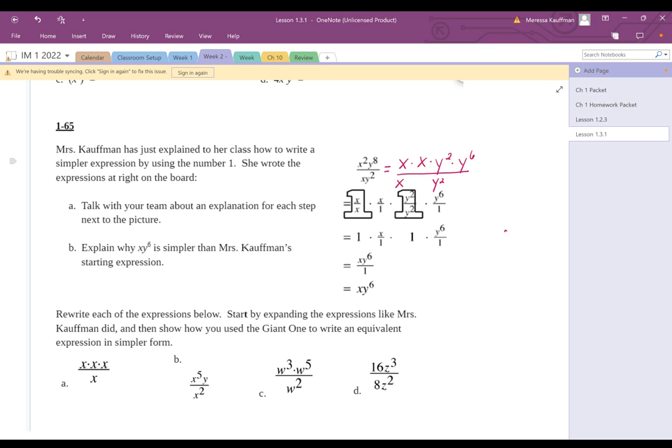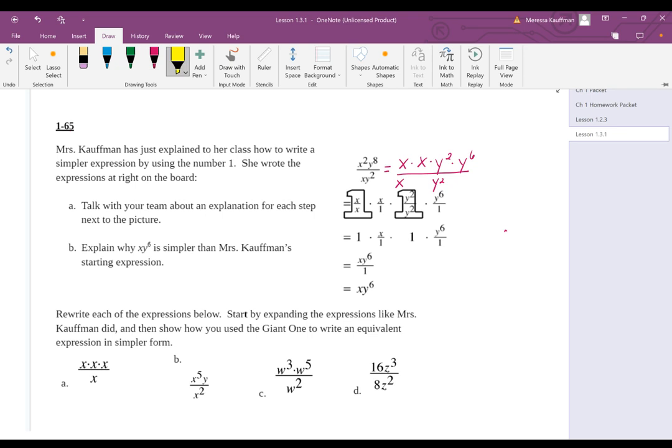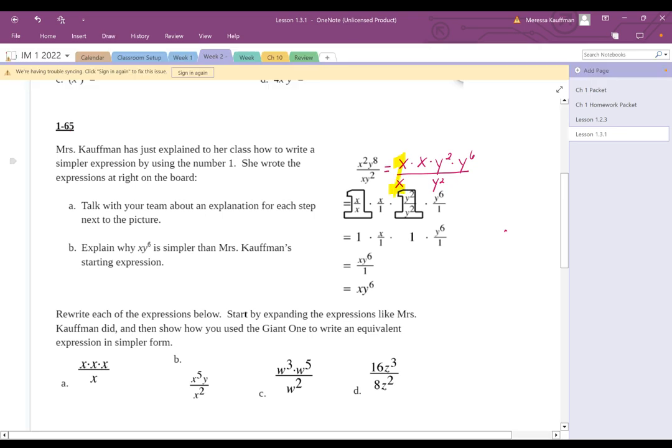So what I want you to notice is that when I go from this expression right here to my expanded expression, I notice two things. That I have an x over an x, or an x divided by x, and a y squared divided by y squared. And what we know is that any number divided by itself will always equal 1. So that's when I have these big ones right here. X divided by x, or y squared divided by y squared, is going to be 1.